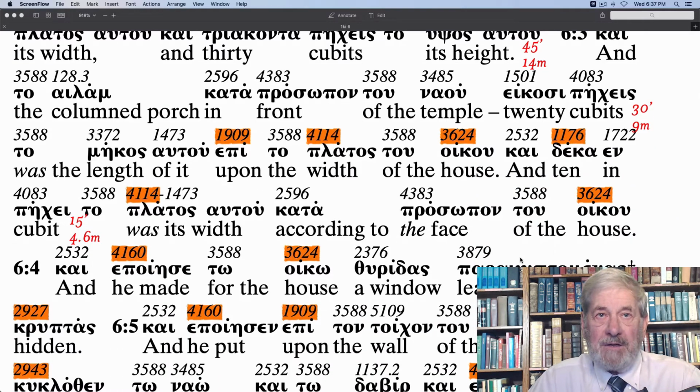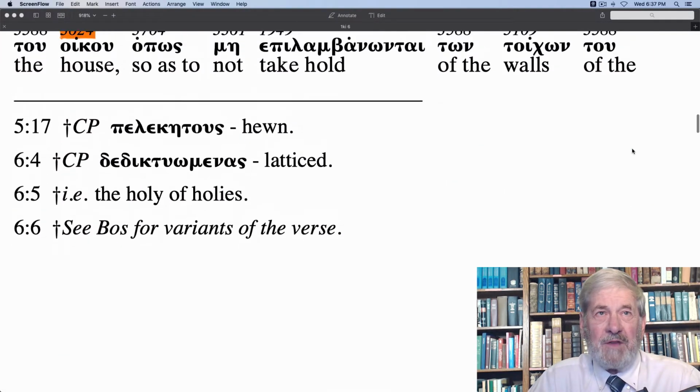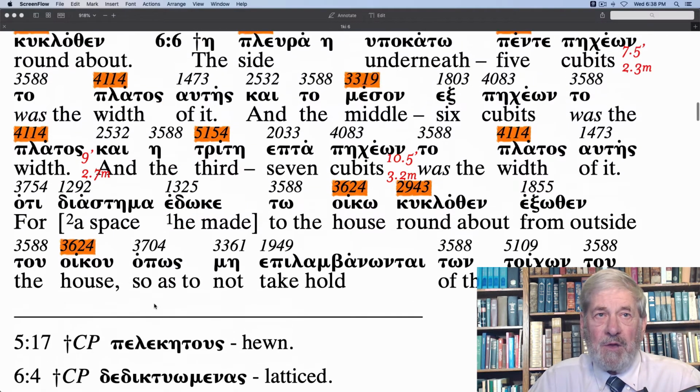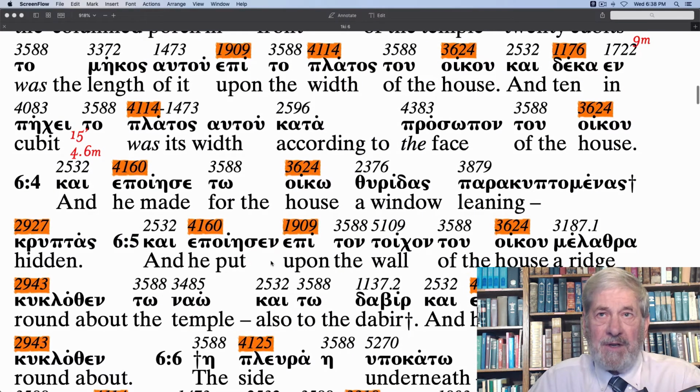And he made to the house a window leaning. Now we go down, we see this word, and it has latticed in the Complutensian, a little bit of a different word. It's latticed. And he put upon the wall of the house a ridge around about the temple, also to the debir, which was the Holy of Holies. Now, some of these things, what exactly they are, I don't know. It's just what the Greek words and what the dictionary tells me.